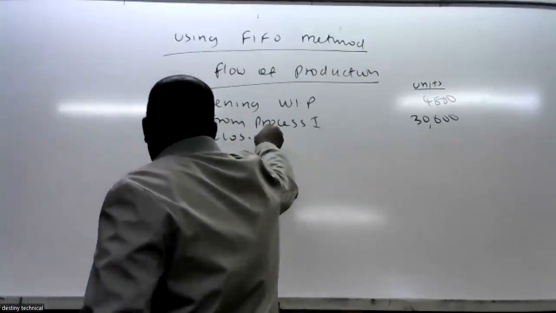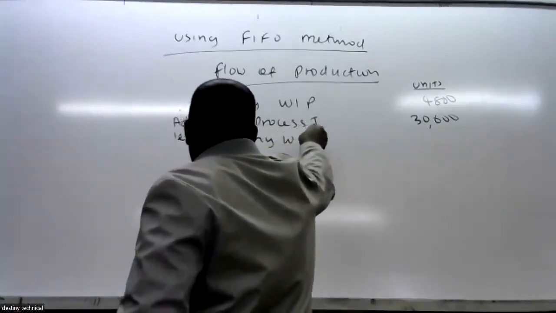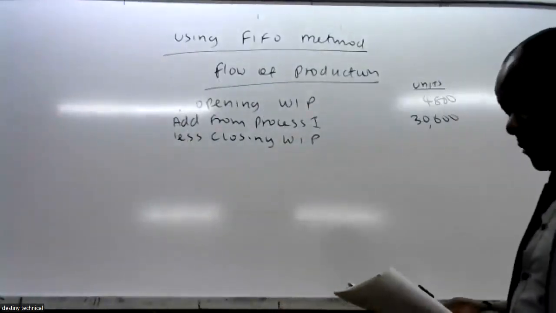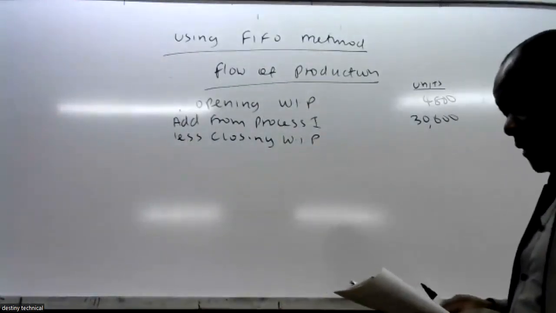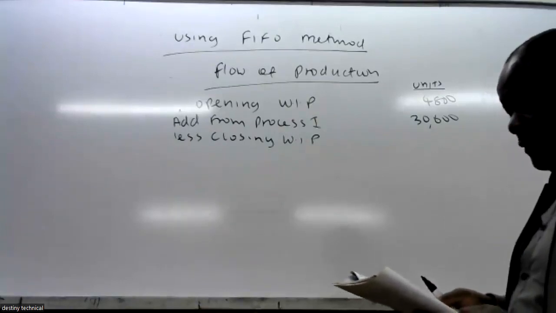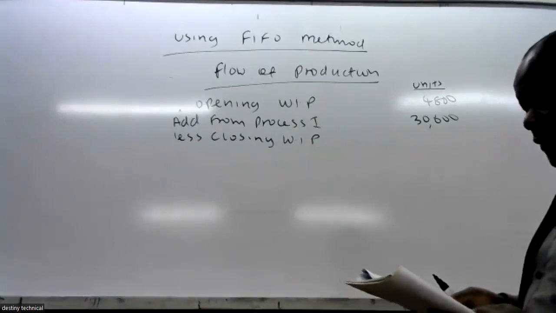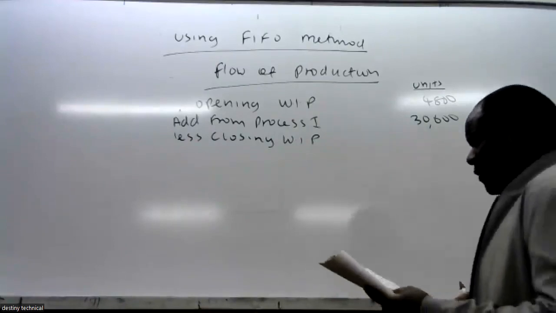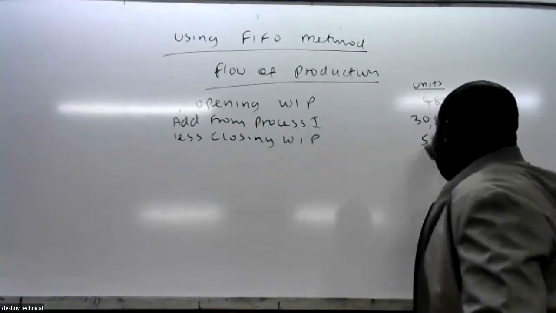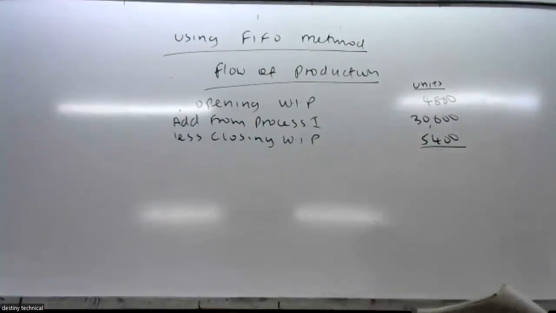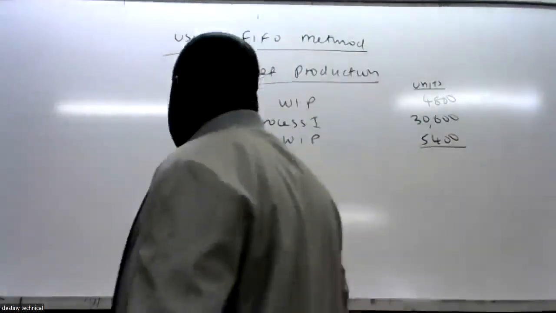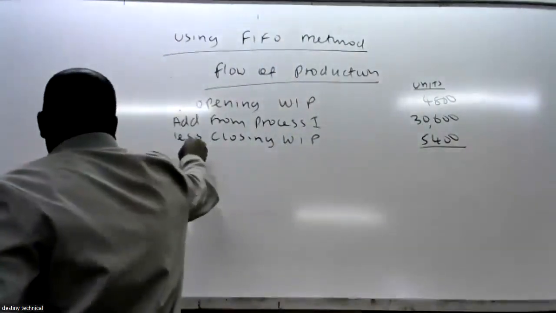the closing work in progress. Closing work in progress is there in note number 4: the closing stock was 5,400. So when you subtract, now we shall get the production in units.